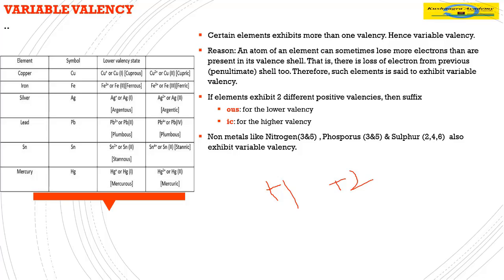That means the elements with lower valencies get the suffix OUS, and the elements with higher valencies get the suffix IC. There are many elements which show variable valencies. The list is given here: for example, copper, iron, silver, lead, strontium, then mercury. All these elements show variable valency.